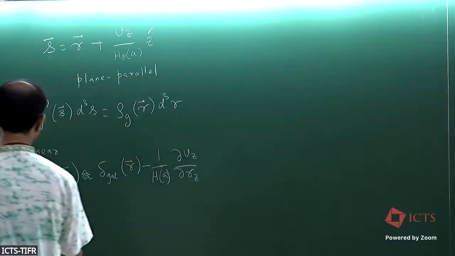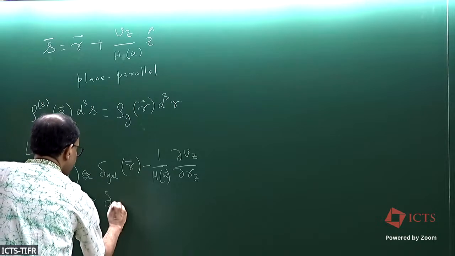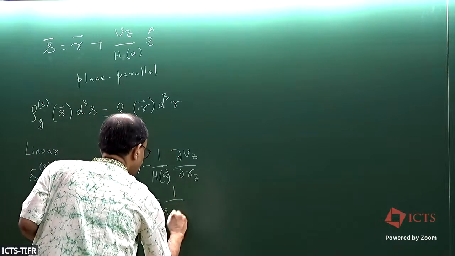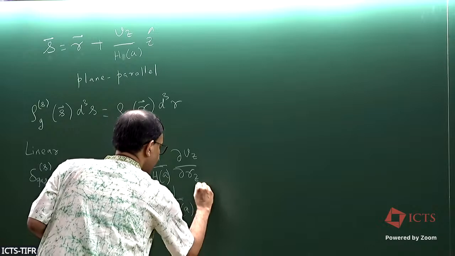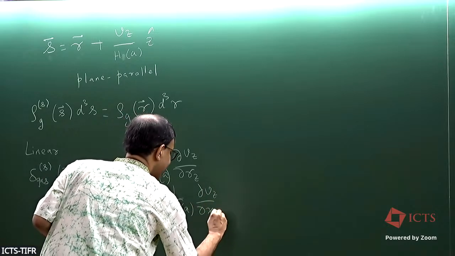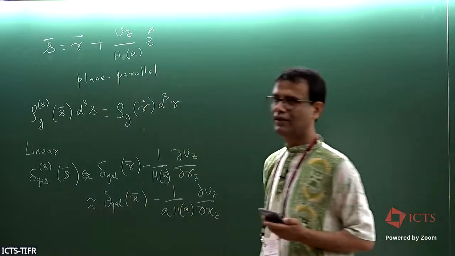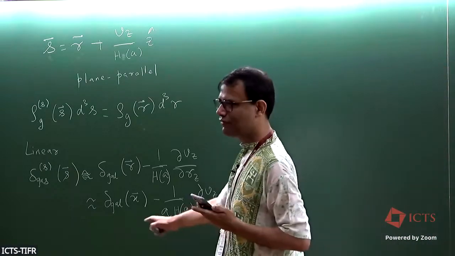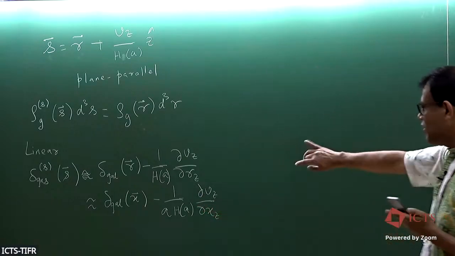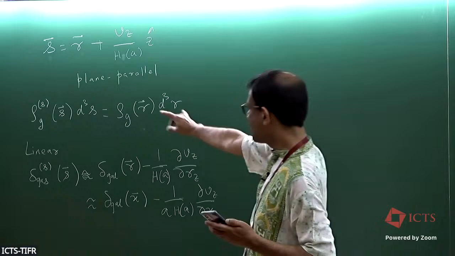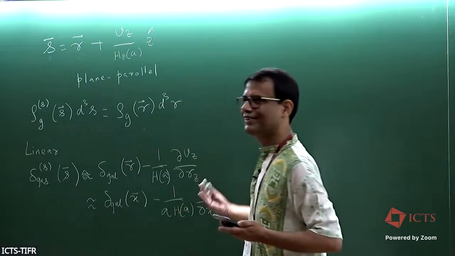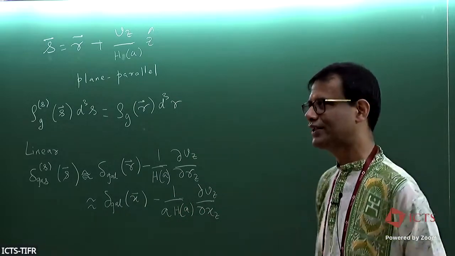And now let us shift to co-moving coordinates. So this will become delta galaxy at some position x minus 1 by aH times del Vz by del xz, the z component of the co-moving coordinate. So this is how the overdensity will change. And this is the kind of formula we often wrote, even during lensing, something similar: what you observe is the true plus or minus something else coming from other effects.